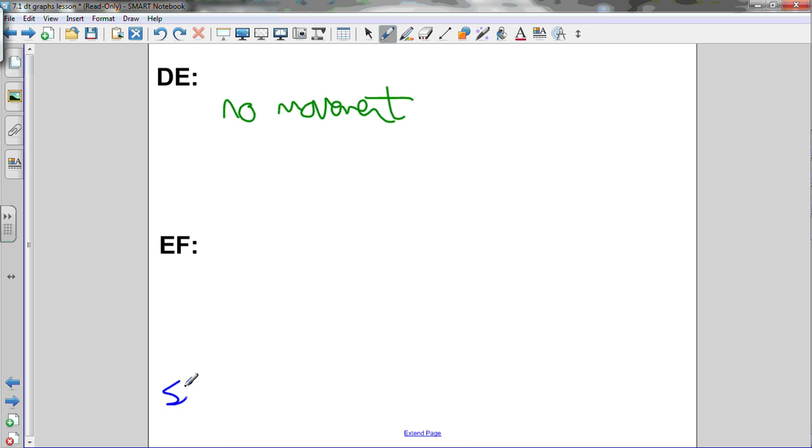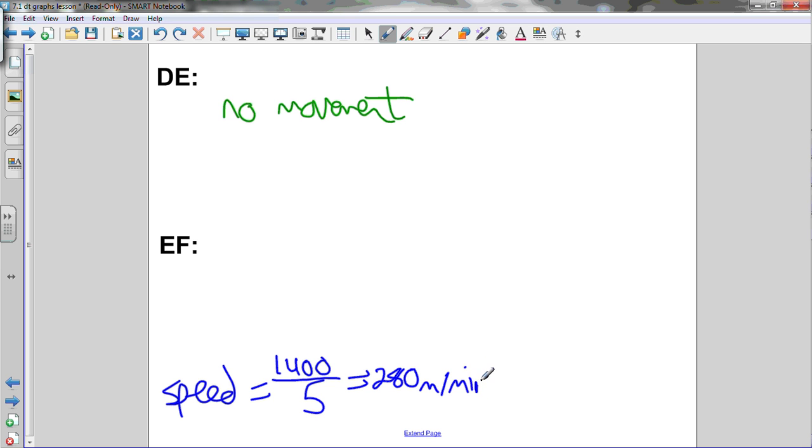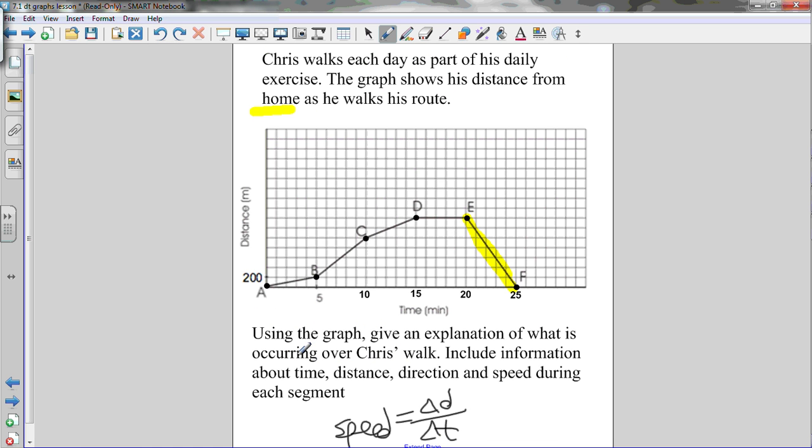He moves 1,400 meters in 5 minutes. So he's moving 1,400 meters in 5 minutes. That means he's moving at 280 meters per minute. And I know it's a straight line, so he's moving at a constant pace.